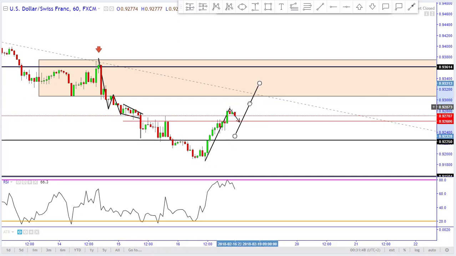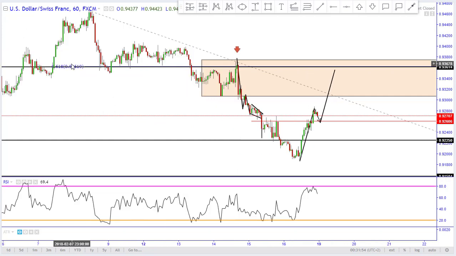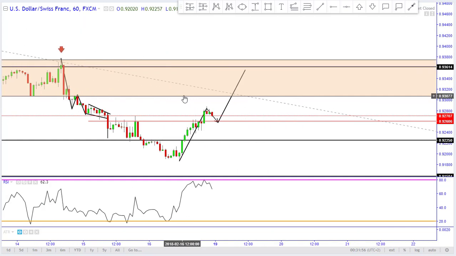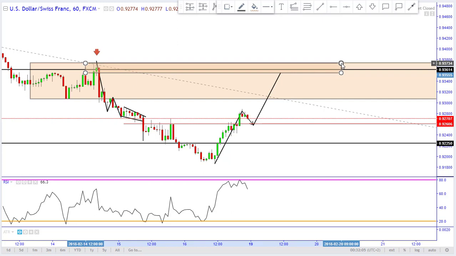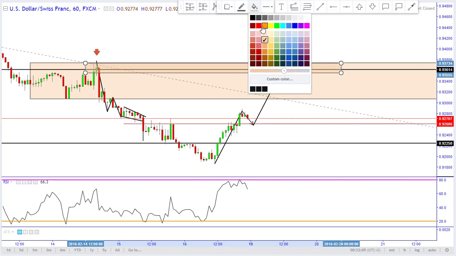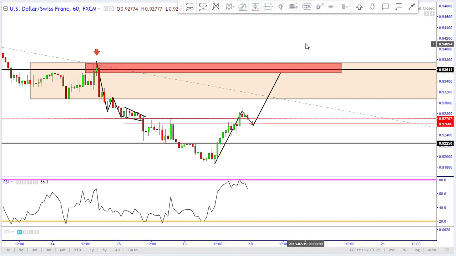an ABCD pattern lining up to these 618 retracement level right there. Okay, back to these levels of resistance. So let me put a line exactly to those resistance levels right there. Let me thicken this up, make it more darker.